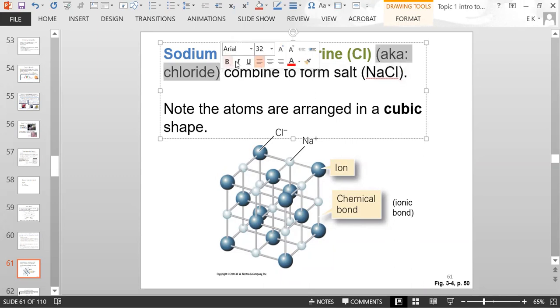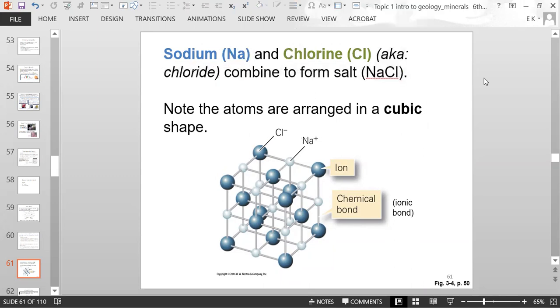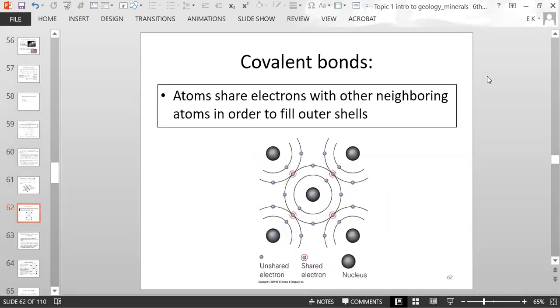So it's also known as chloride. Then you have covalent bonds. That's when atoms share electrons with other neighboring atoms in order to fill their outer shells.